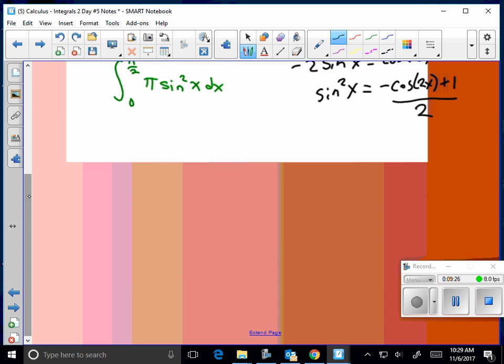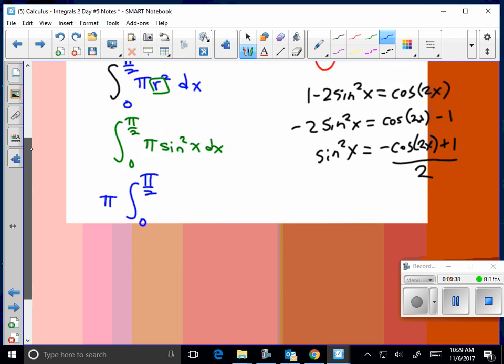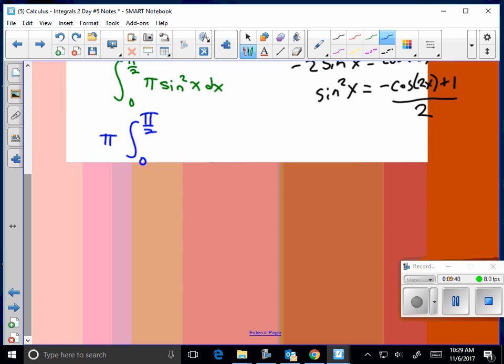Okay, so let's integrate this. What can I do with pi immediately? Yeah, pull it out of there. Bring it to the outside, 0 to pi over 2 of this thing that we now have, which I'm going to call 1/2 minus 1/2 cosine 2x. That'll be much easier to integrate. Easier, right?